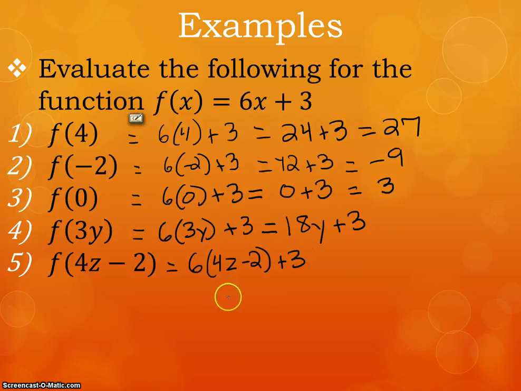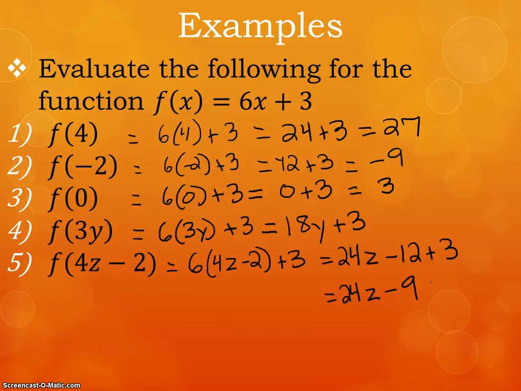So now we're going to have to use what our distributive property tells us to do. 6 times each number on the inside. So 6 times 4 is 24. 6 times a -2 is -12. And now I need to combine my like terms. Well, I don't have any other z's. Still 24z. And the -12 plus 3 is a -9. So the final simplified version is 24z minus 9.